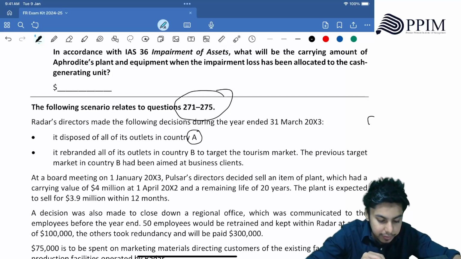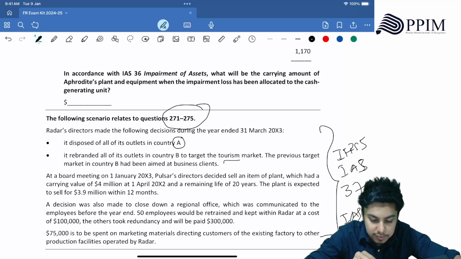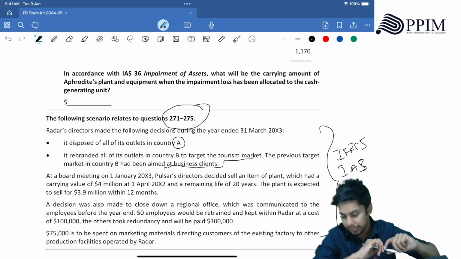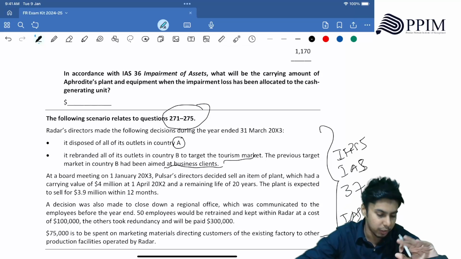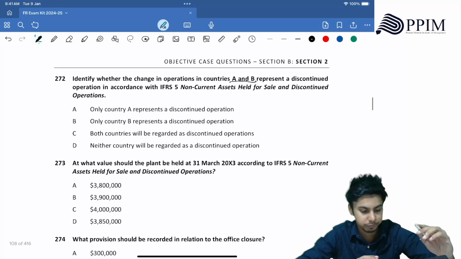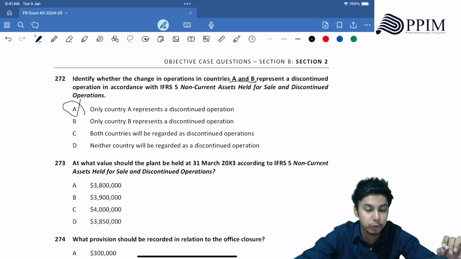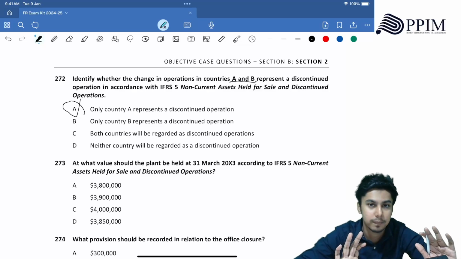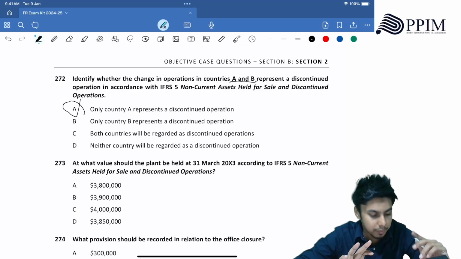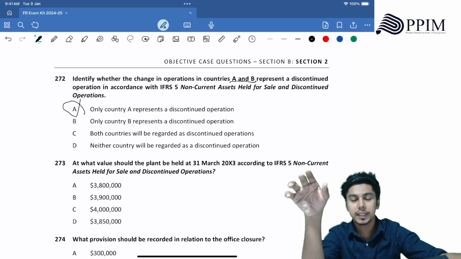It rebranded all of its outlets in country B to target the tourism market. The previous target market in country B had been aimed at business clients. Okay, now guys, I'll tell you one small thing. When you look at the answers, they have said like this: only country A represents discontinued operation. That's what the marking scheme says, right? They are telling us B, the B1, does not represent the discontinued operation.